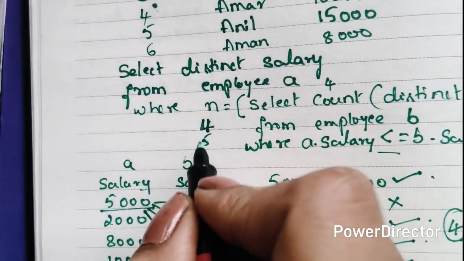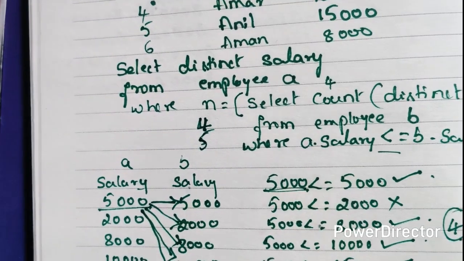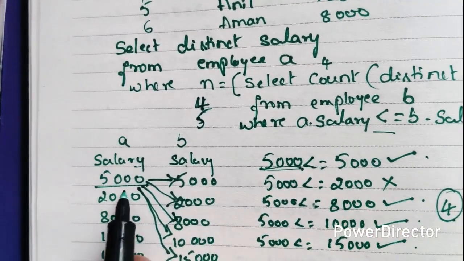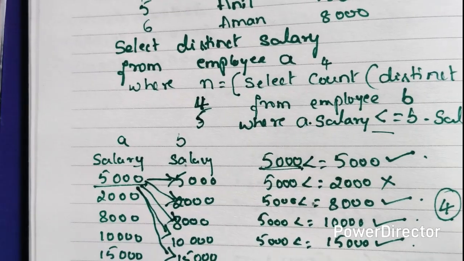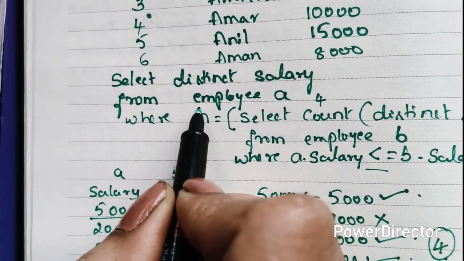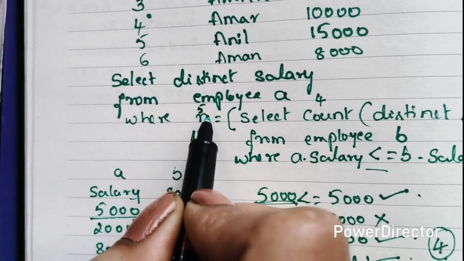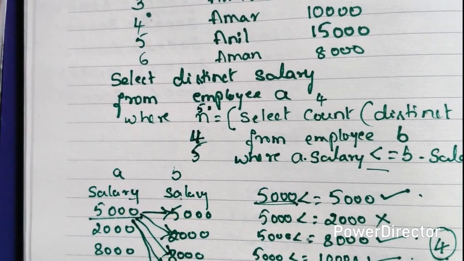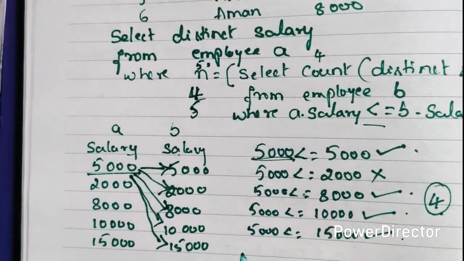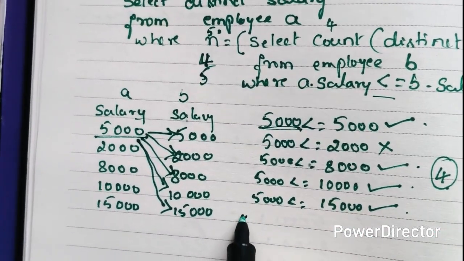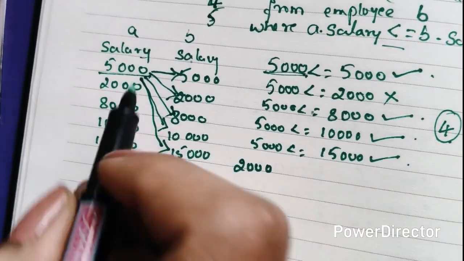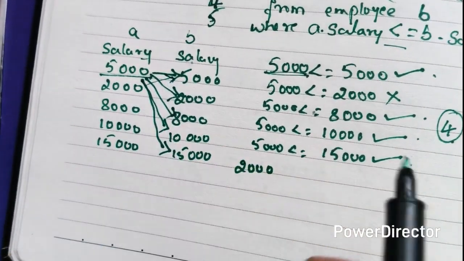Okay, suppose they ask for the fifth maximum salary. Then what will the condition do? For the 5,000 we got the count 4. So for the fifth maximum salary, in place of n you will write 5. So 5 is equal to 4. 5,000 will not be correct. Then it will check another salary. The next salary is 2,000. It will check with all other salaries.